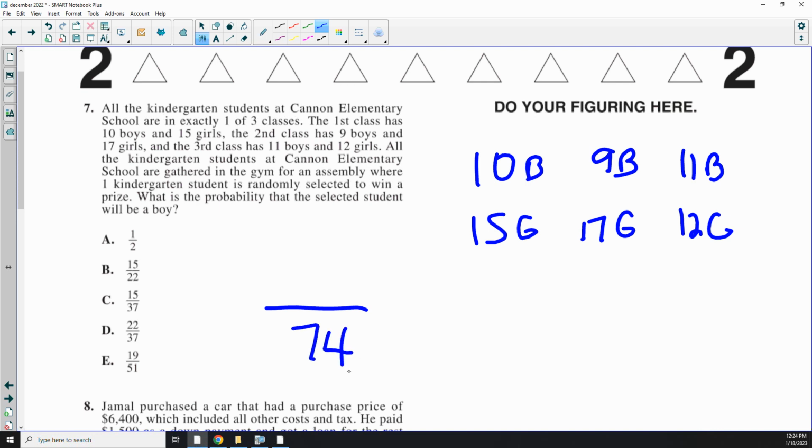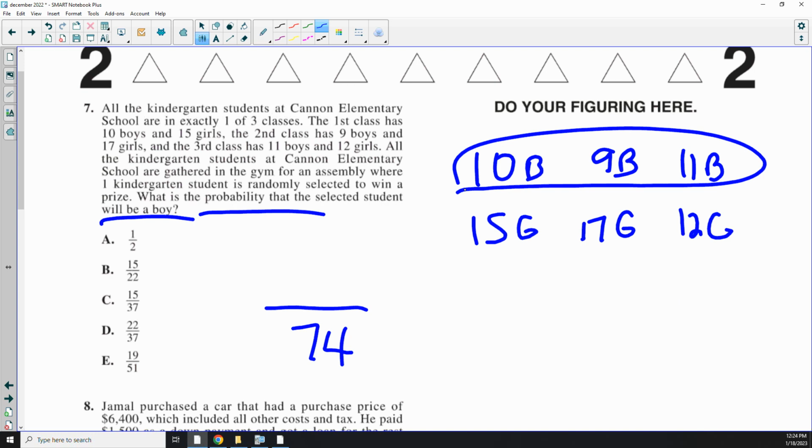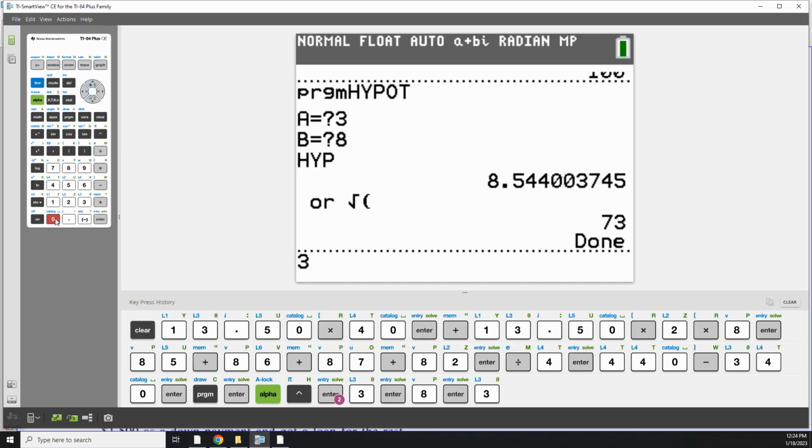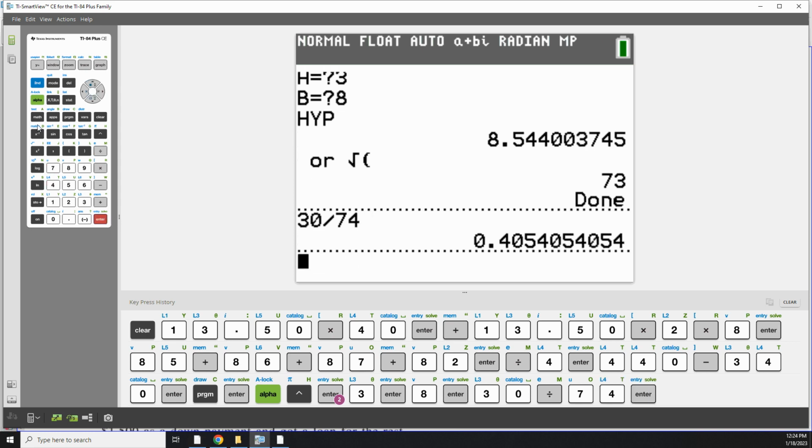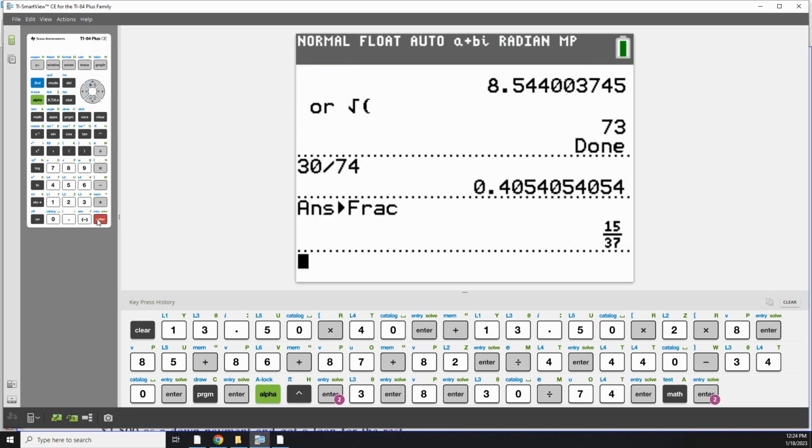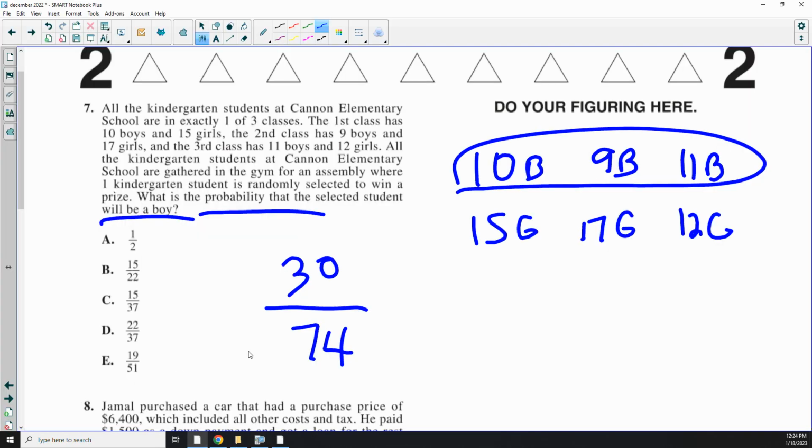So the question is, what's the probability that we'll pop a boy's name out? Well, the boy is all the boys, huh? So add up all boys, and you get 30 out of 74, and then you get to do my favorite thing on the calculator, MathFrac. MathFrac will reduce it to 15 over 37. Presto, the answer is C.